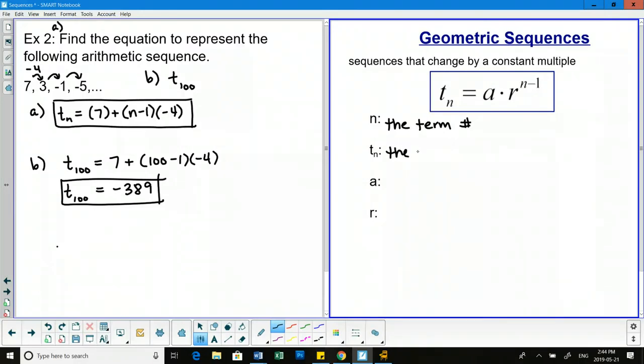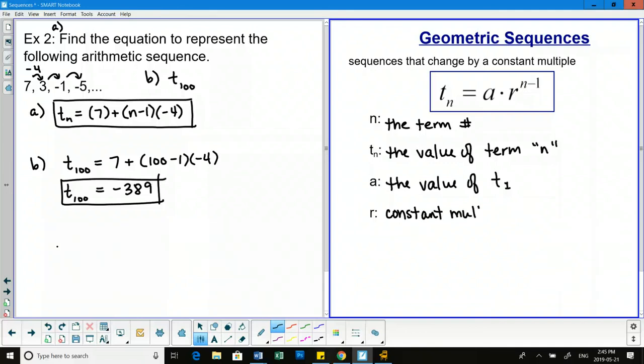This will be the value of term n. This will be the value of the first term, for T1. And then we have R. So R should indicate to you that we are multiplying because R is going to be our constant multiple.